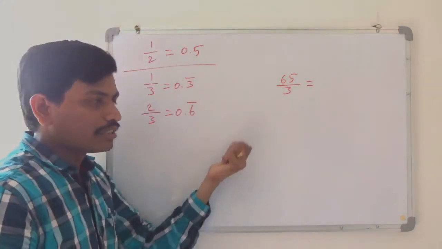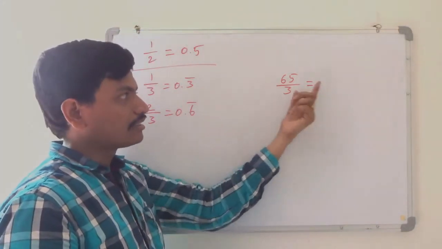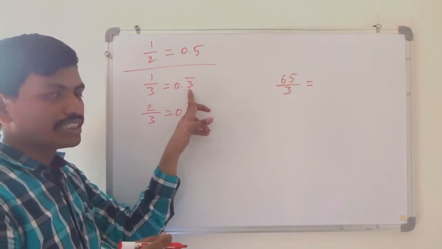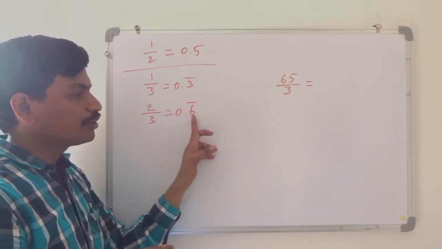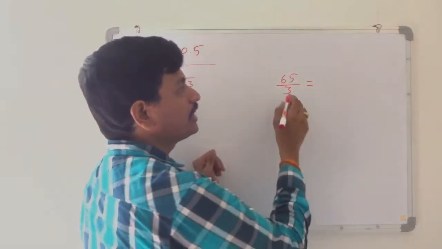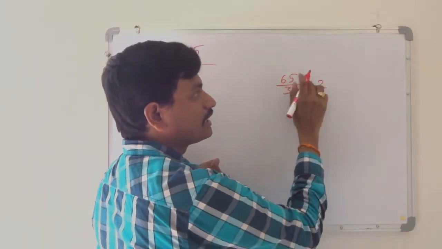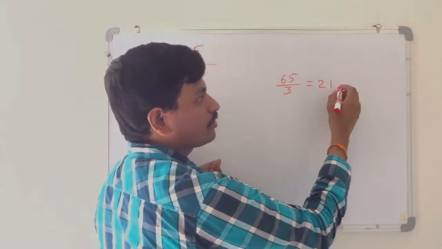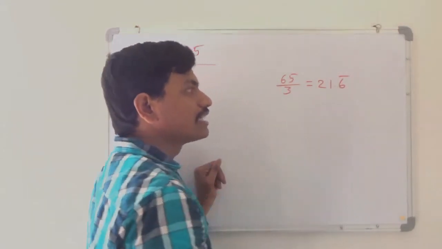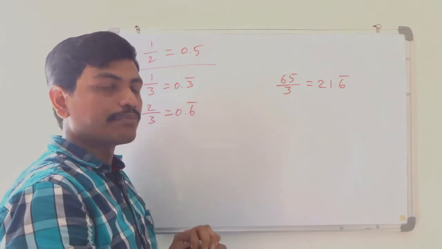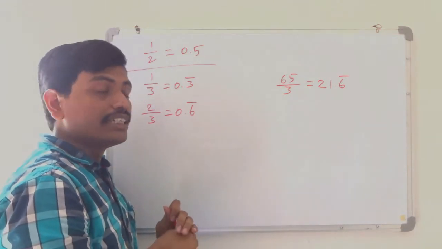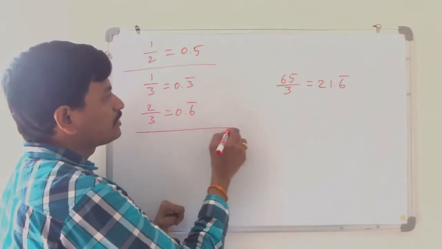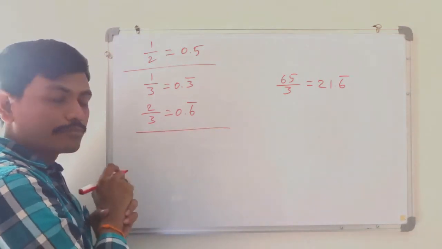If a number is exactly divisible by 3, directly write the number 0.0. If the remainder is 1, we put 0.3 bar. If the remainder is 2, we put 0.6 bar. So here 3 2s are 6, 3 1s are 3, and 2 is left. So we get 21.6 bar. Like this we can find decimal places also. And this is the division for 3.